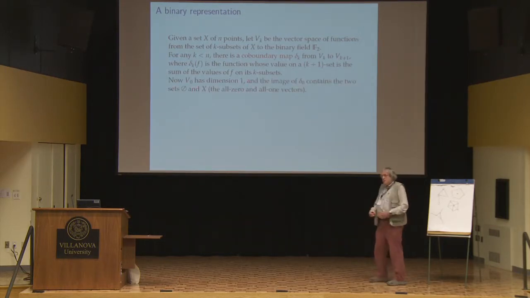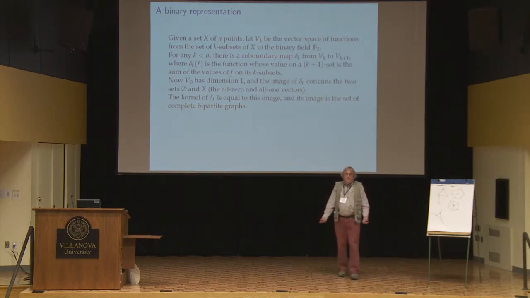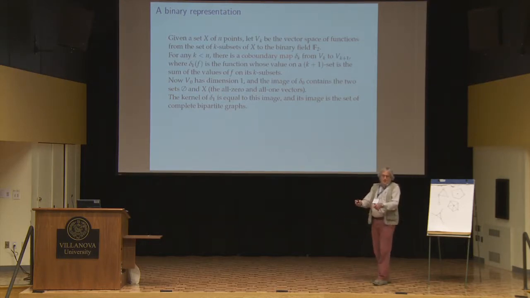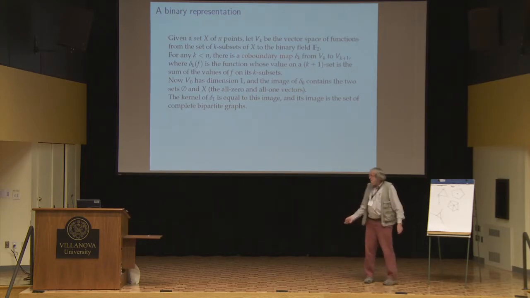V0 has dimension 1 because all you can do is say 0 or 1. When you map that into V1 by delta naught, you get the all 0 and all 1 vectors, the empty set and the whole set. And that happens to be the kernel of delta 1. Now go from V1 to V2 by delta 1: to work out the image on a 2-set, you add up the values on the edge. The only time you'll get 0 is when the values on the edge are the same. And so in other words, the kernel of that is the all 0 and all 1 vector. The image is the set of complete bipartite graphs, because you take a function on X, you'll get edges between a point with value 0 and a point with value 1, so that's a complete bipartite graph.